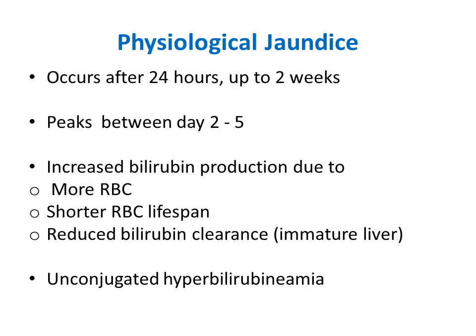Physiological jaundice occurs after 24 hours, up to 2 weeks of life. The jaundice typically peaks between day 2 and day 5 of life. The increase in bilirubin production is due to the presence of more but shorter lifespan red blood cells in neonates. In addition, there is reduced conjugation of bilirubin due to immature liver enzymes. These lead to unconjugated hyperbilirubinemia.